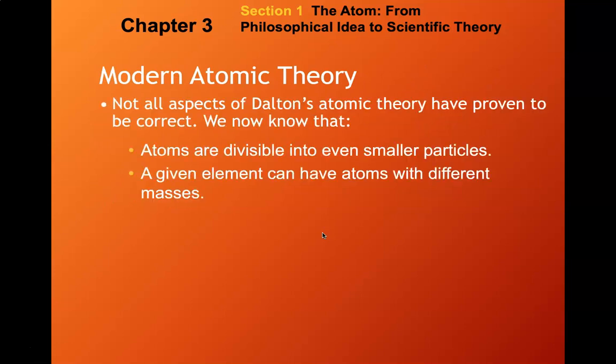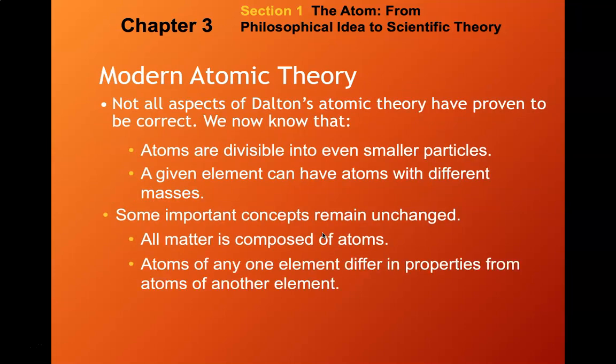All right, from there we can talk about how there are, of course, what we would call inconsistencies with Dalton's atomic theory. Modern atomic theory is, in terms of modern, I would say from the 1960s on. Not all aspects of his theory actually are correct. I mean, we've already gone through and we've said atoms are going to be divisible. We know we can look at everything even smaller. And the other thing that we've debunked is that a given element can have atoms of different masses. We call these isotopes, and we'll learn a little bit more about those in our next section.